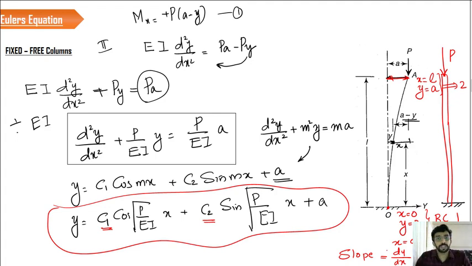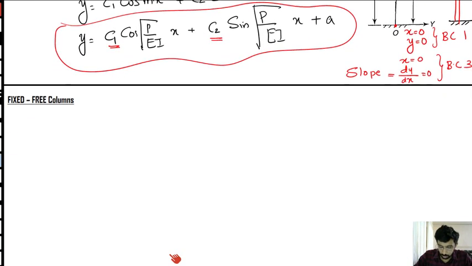The slope is specified by dy by dx. So the slope dy by dx is equal to 0 at x equal to 0. You have to be very careful while writing the boundary conditions, because these are the conditions which are going to define our problem. So it has that much importance when we go for the derivation.